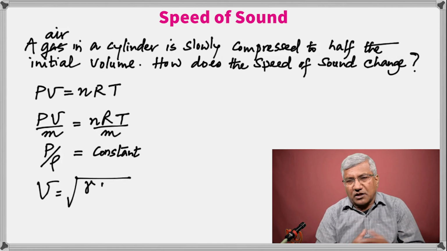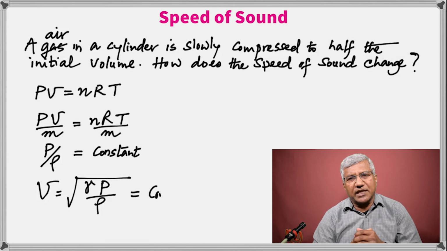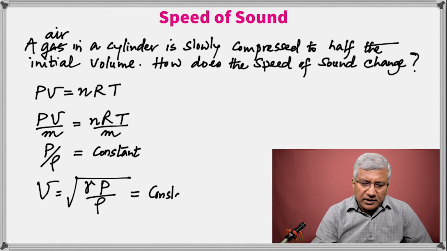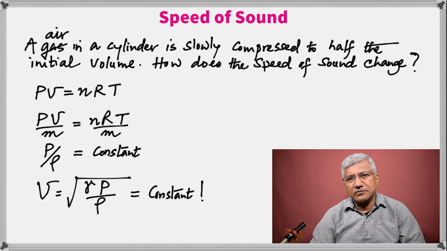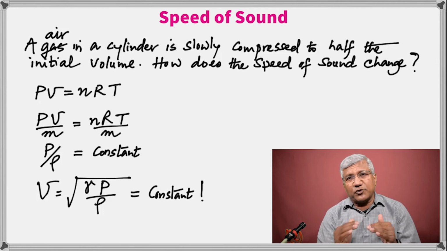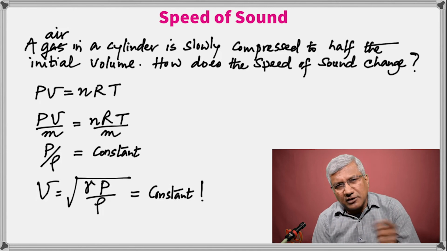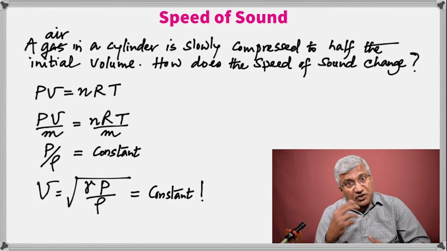If P by rho is a constant, and the speed of sound is square root of gamma P by rho, gamma is already a constant for air, and P by rho is also a constant now, that means the speed is a constant. That's all I need. So is this the ultimate? Well, if you're taking college physics, please stop at this point, but I want to take it a little further. And if you can think, you can go along with me. I mean, think even more.